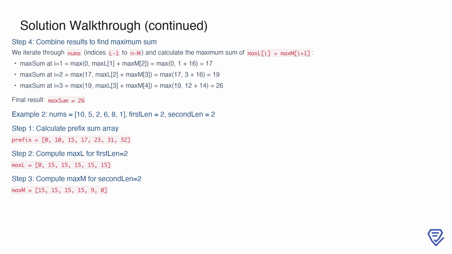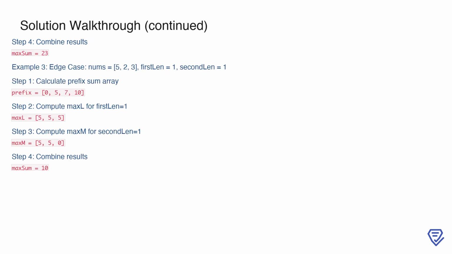After calculating the prefix sum as 0, 10, 15, 17, 23, 31, 32, maxL is 0, 15, 15, 15, 15, 15, and maxM is 15, 15, 15, 15, 9, 0, the maximum sum of two non-overlapping subarrays is found to be 23. In the final example, we consider an edge case with nums equals 5, 2, 3, firstLen equals 1, and secondLen equals 1.